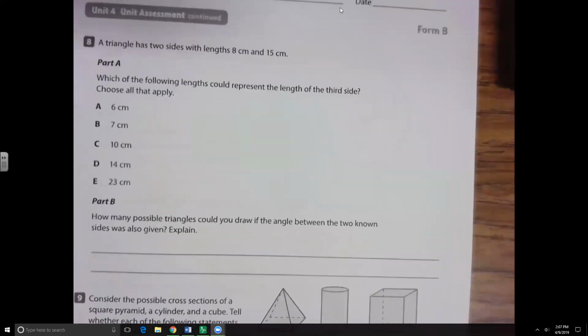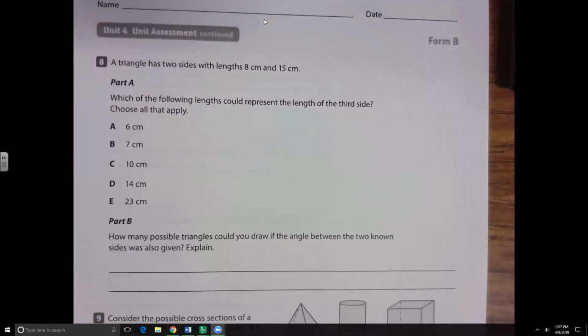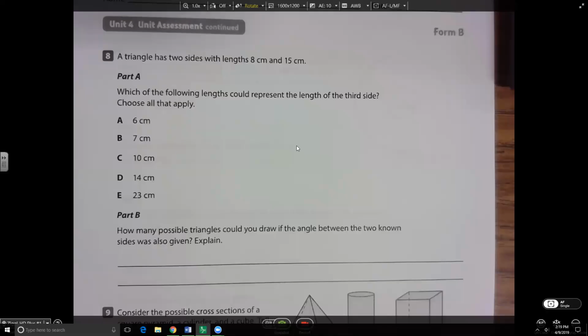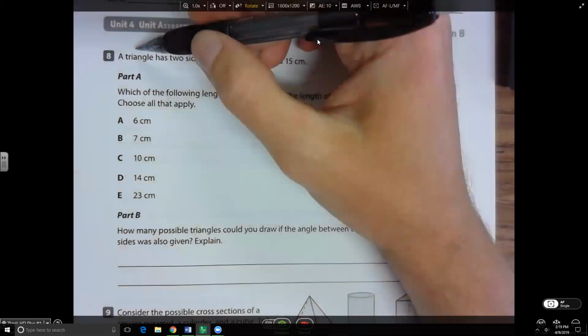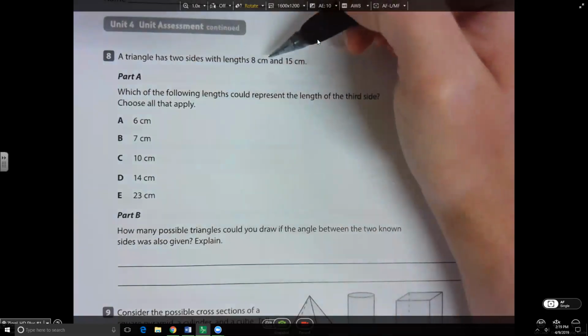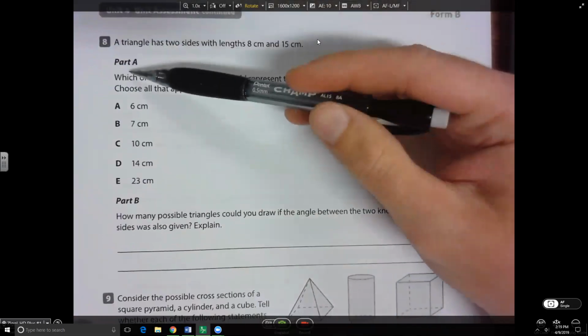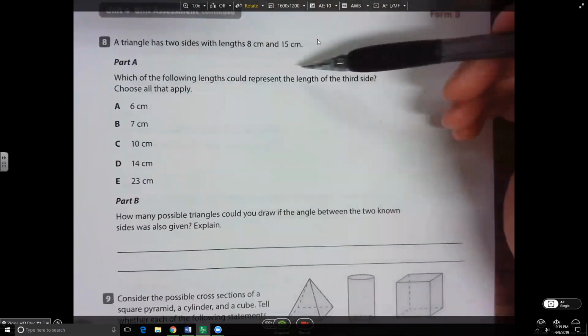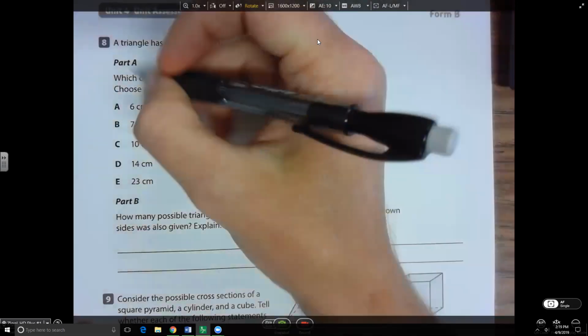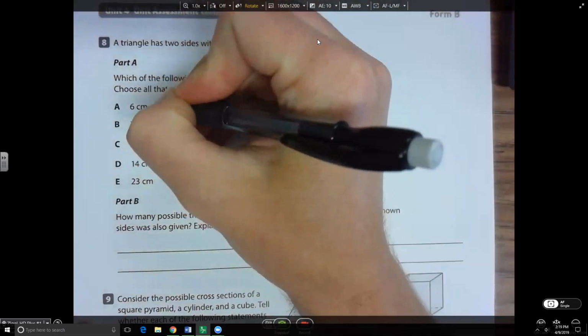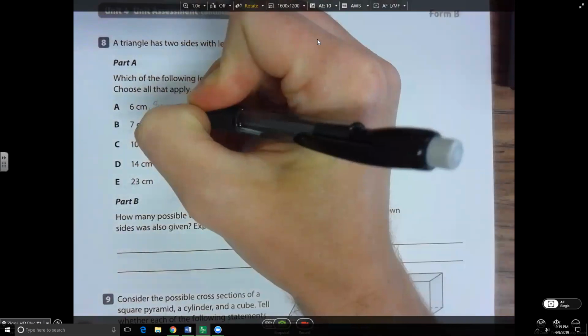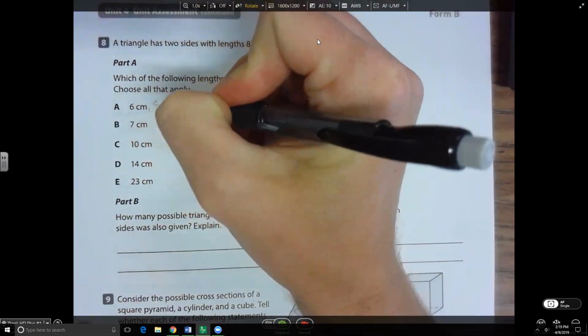Okay, let's look at number 8. Number 8 says a triangle has two sides with lengths 8 centimeters and 15 centimeters. The first part says, which of the following lengths could represent the length of the third side? So you're going to write 8 and 15 beside each one of these answer choices.